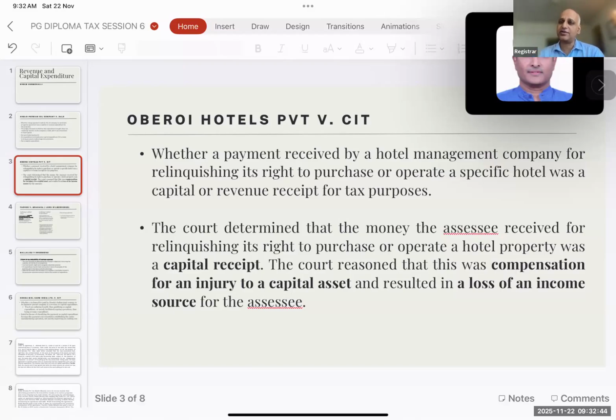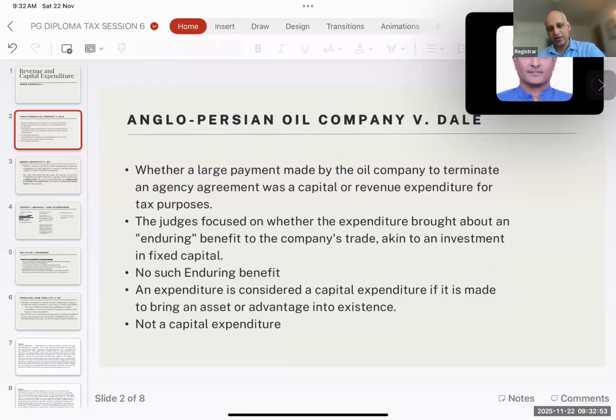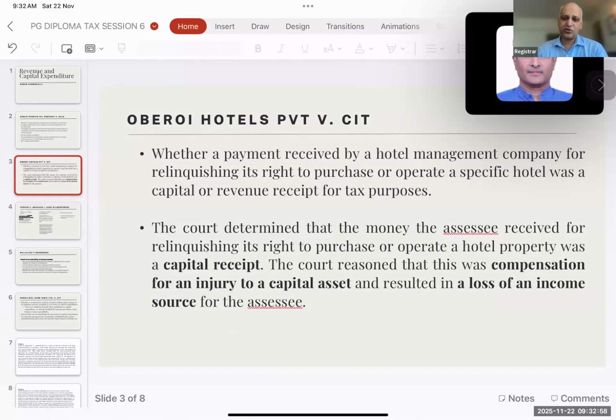Because in the hands of the agent, not in the hands of the person paying, but in the hands of the person receiving, in the Anglo-Persian oil company case, it might well be a capital receipt because it was compensation for an injury to a capital asset. That agency contract was a capital asset, and it was an income source for the agents, and so they lost it. They lost their source of income, and that would be considered a capital receipt, not an income receipt.